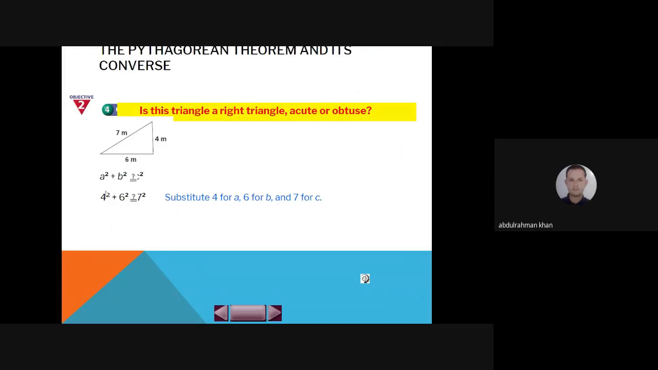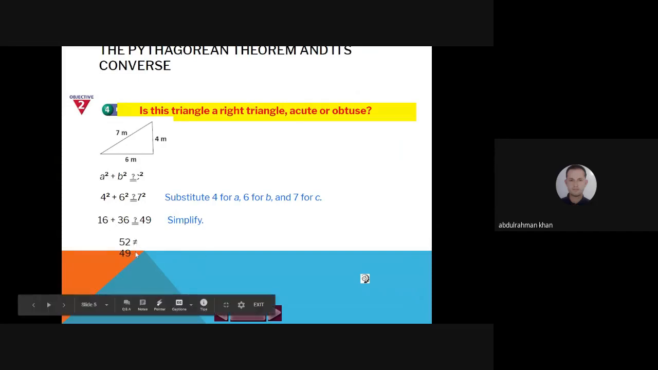Now by using a calculator, 4 power 2 is 16, 6 power 2 is 36, and 7 power 2 is 49. Now we have to add the left side. 16 plus 36 is 52, not equal to 49. The left side is not equal to the right side. But a square plus b square, which is 52, is greater than c square, which is 49. So if a square plus b square is greater than c square, this triangle will be an acute triangle.